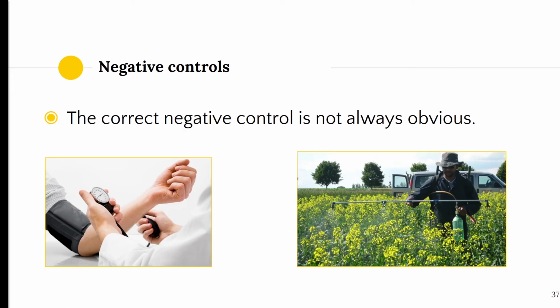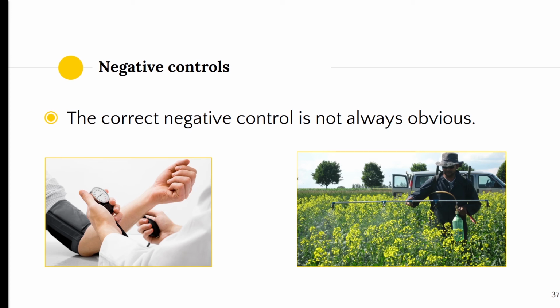The correct negative control is not always obvious. Just for example, consider a clinical trial to test the effect of a new medicine on something like blood pressure. Now, we would think that the correct negative control is just to have no intervention, right? Just not give them a pill. Don't give them anything. But of course, that's not what is done, because it doesn't control for other aspects of the experimental system that we need to consider.